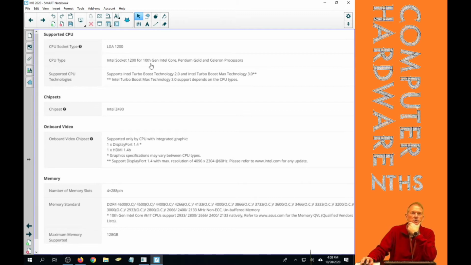So this one in particular supports 10th generation, so only 10th, Intel Core, Intel Pentium Gold, and Intel Celeron processors. But down here, we can see it lists the chipset. And this chipset, the Z490 chipset, then controls all the flow of information that goes to that computer.